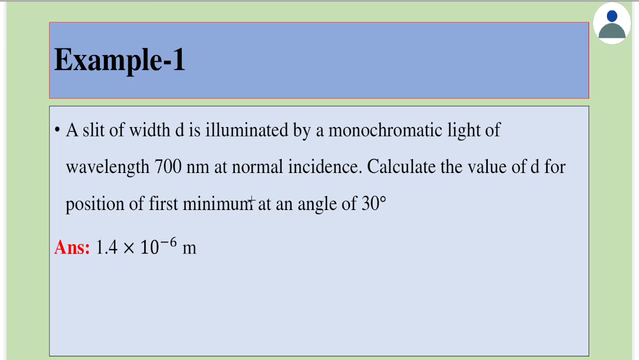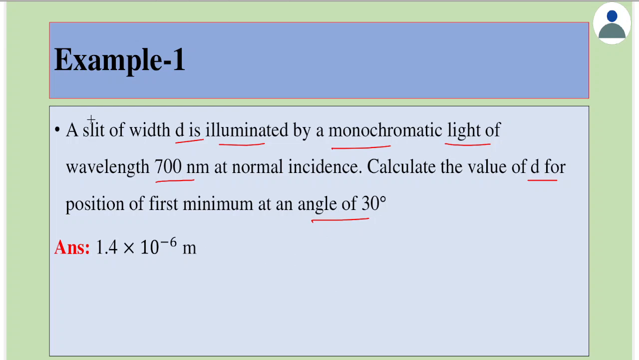Let us now look at some examples. Example 1 says a slit of width d is illuminated by a monochromatic light of wavelength 700 nanometer at normal incidence. Calculate the value of d for position of its first minimum at an angle of 30 degrees.